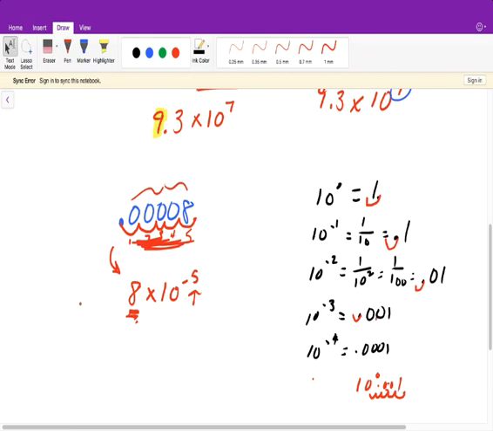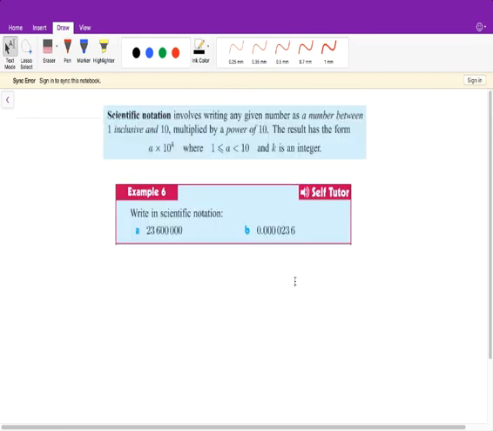All right, so we're just going to do a couple examples with this really quick. So once again, when we're writing scientific notation, it's given as a number between 1 inclusive and 10, and it's being multiplied by a power of 10. So remember, it's A times 10 to some power, where that number A has to be greater than or equal to 1 and less than 10.